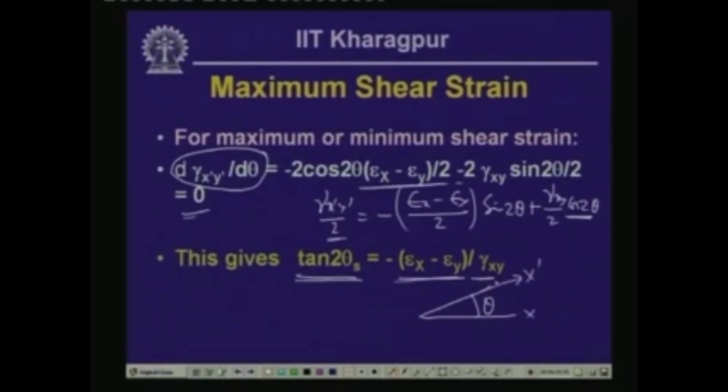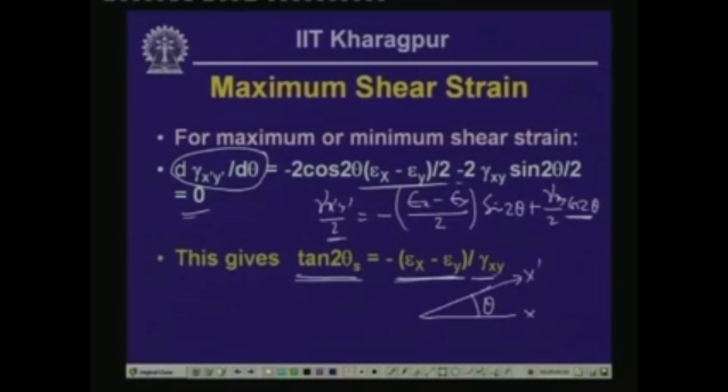Now, in the previous case, when we evaluated the maximum normal strain, the value of angle 2 theta p was gamma xy by epsilon x minus epsilon y. In this particular case, when we take the derivative of the shearing strain with respect to theta, we get the value of the angle which we call the angle for the shear, theta s. tan 2 theta s is equal to epsilon x minus epsilon y by gamma xy.